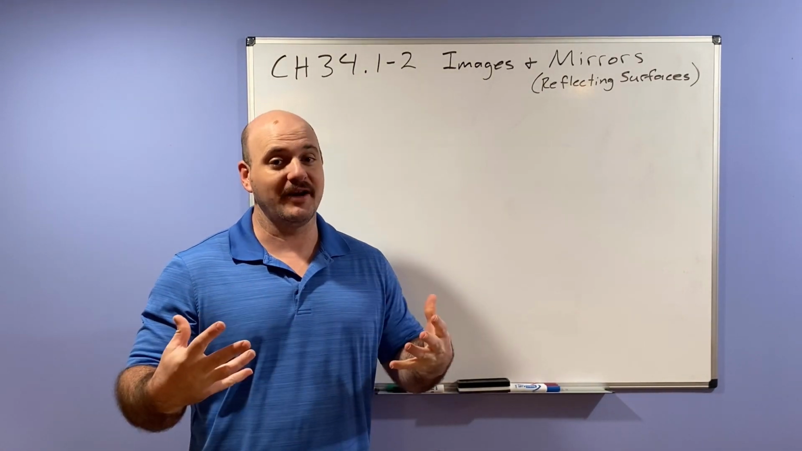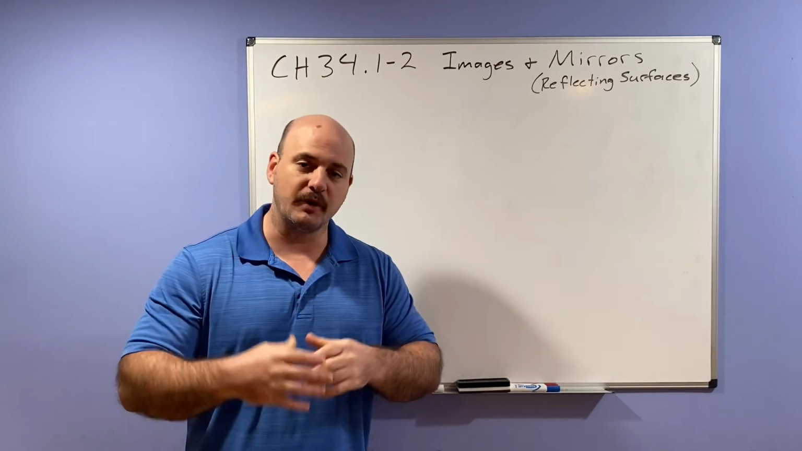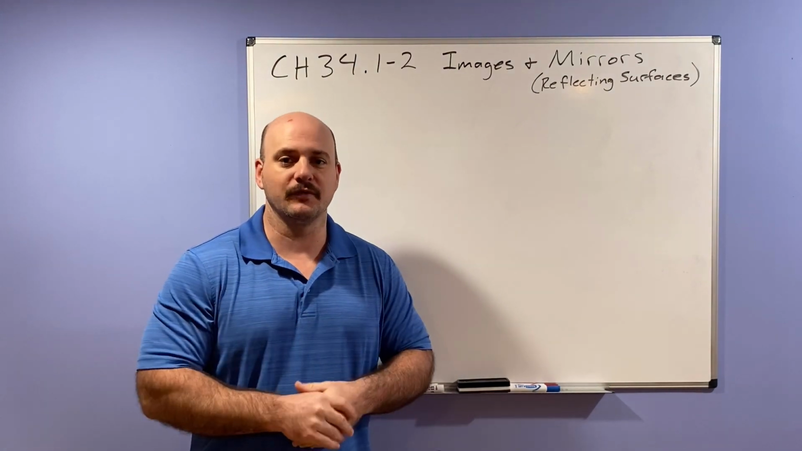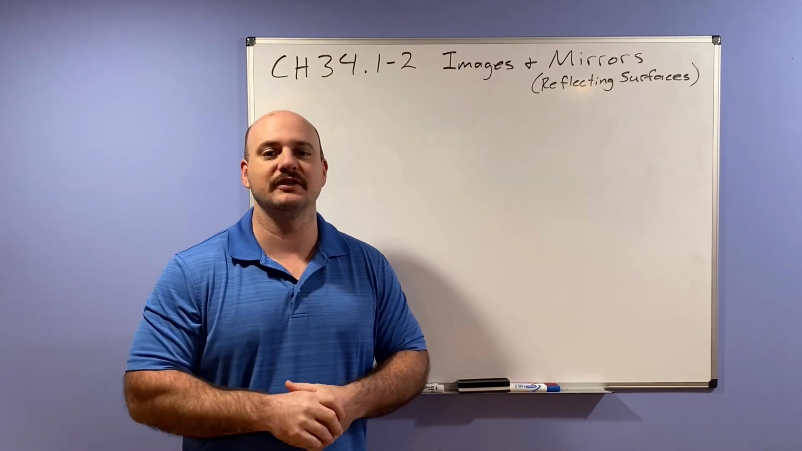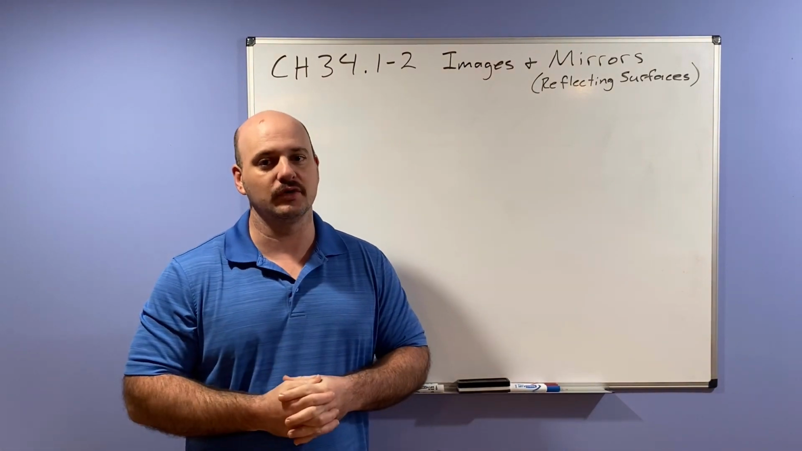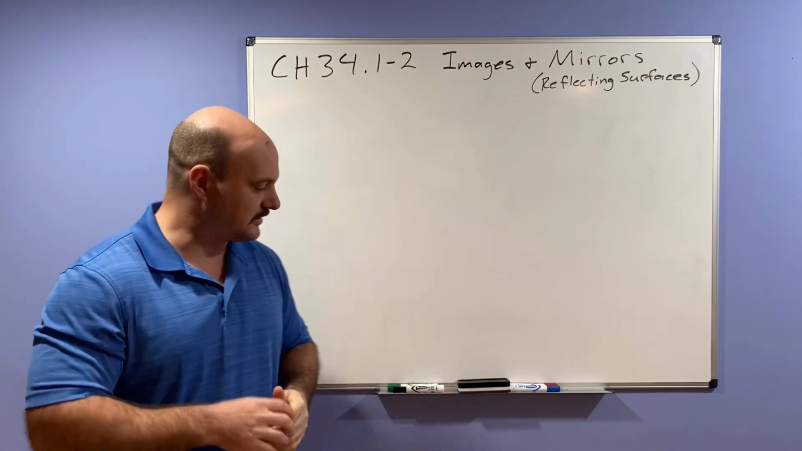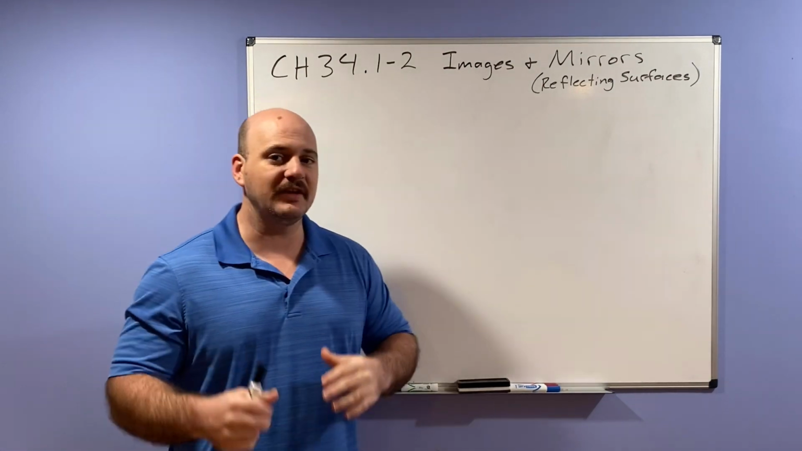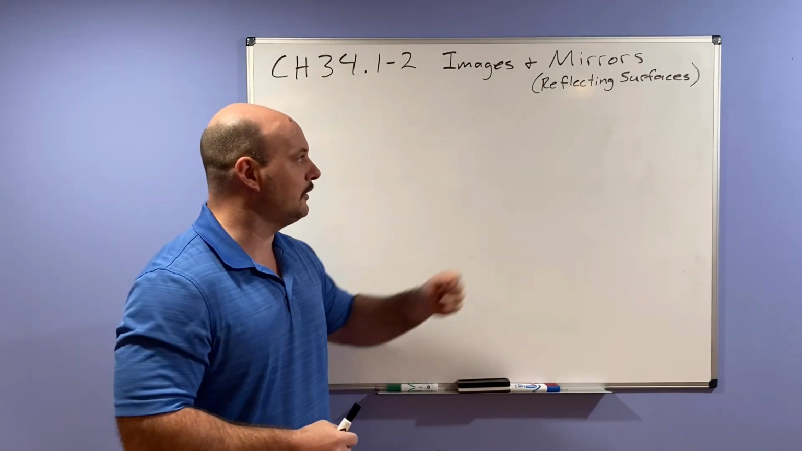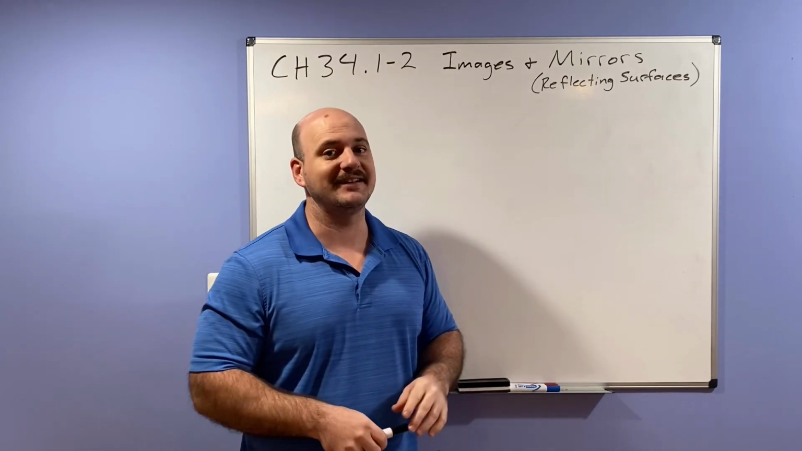We're going to be talking about images and mirrors. That's both plane mirrors, the mirrors that most of us are familiar with when we shave or brush our teeth in the morning, and we're also going to talk about spherical mirrors. The first thing I want to talk about is the type of image that can be formed by a mirror, which is also called a reflecting surface.